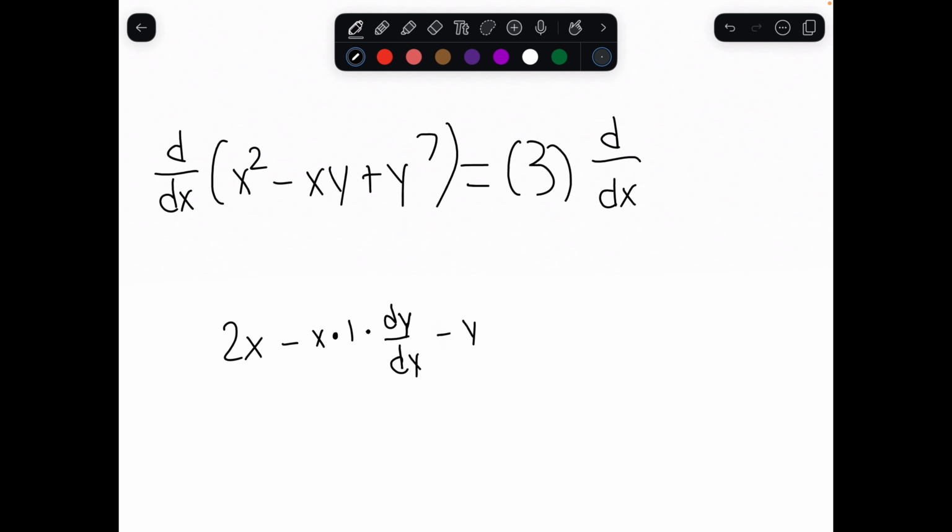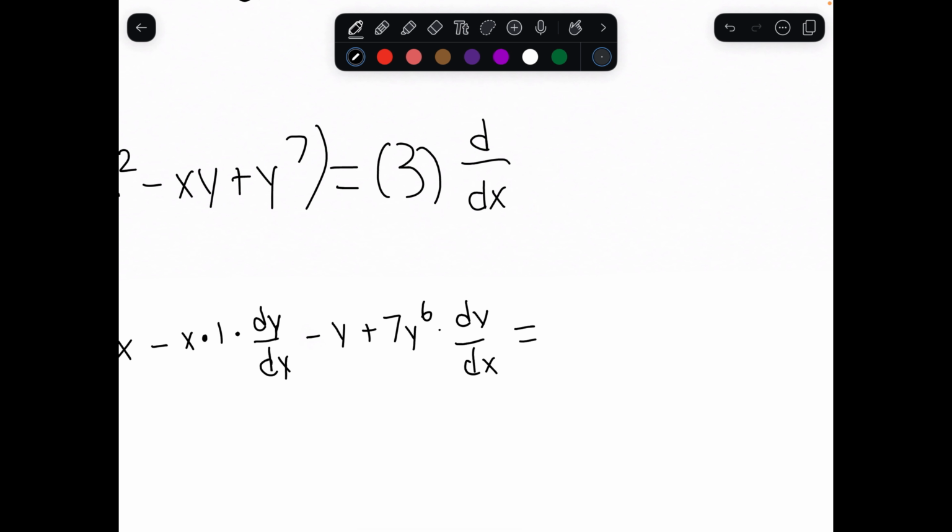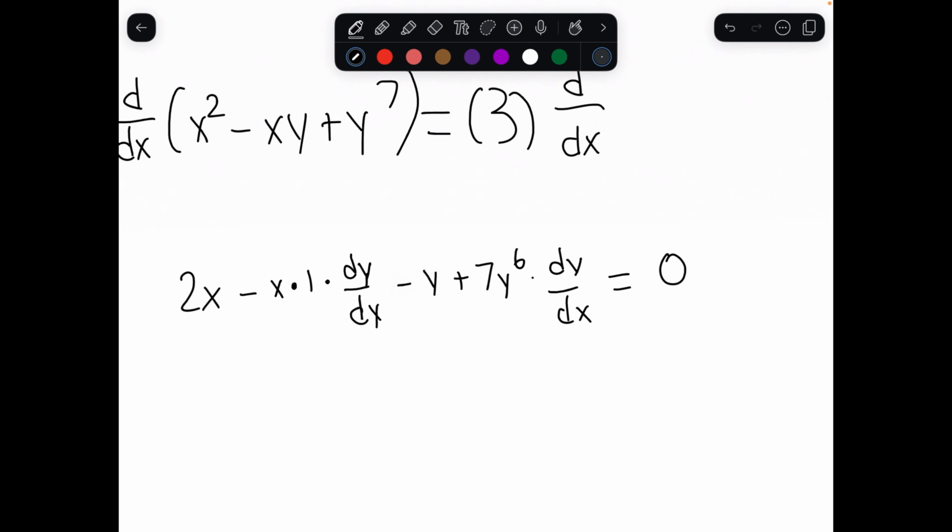Now let's move on to the y to the 7th. Same thing here: do the power rule. Imagine this was an x, 7y to the 6th, and then just attach your notation, dy/dx. And on the right side, the derivative of a constant is just 0.